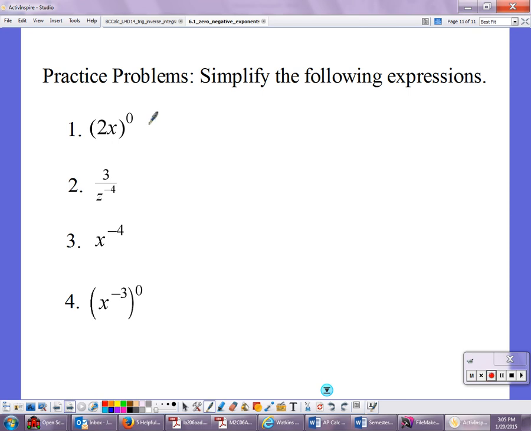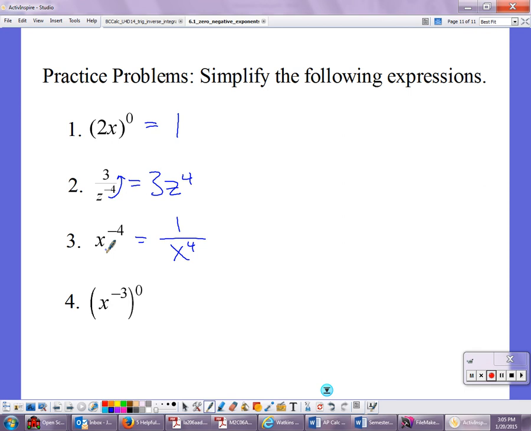Okay, so here are the answers to these practice problems. 2x to the 0 power. Well, anything to the 0 power is 1. So it's just 1. This one, 3 over z to the negative 4th. So we're going to bring that z to the 4th up. We're going to bring this up and make the exponent positive. So we end up with 3z to the 4th power. x to the negative 4 power. Well, that's the same as 1 over x to the 4th. Now we take it from the numerator and put it in the denominator.